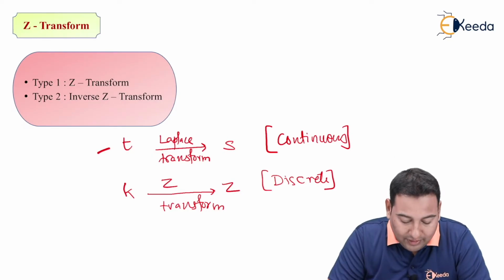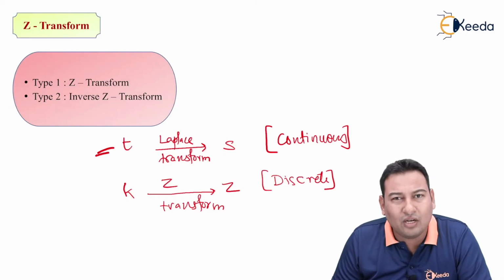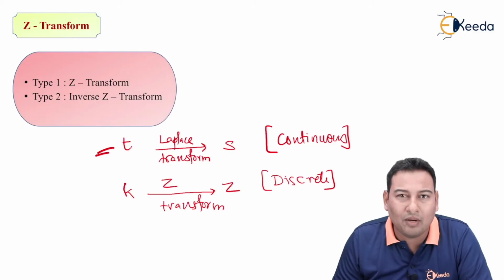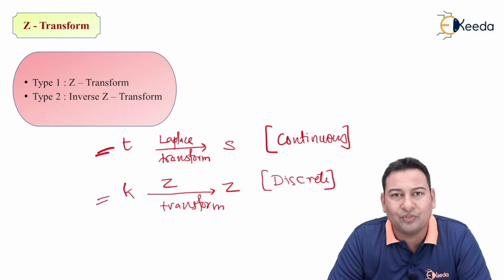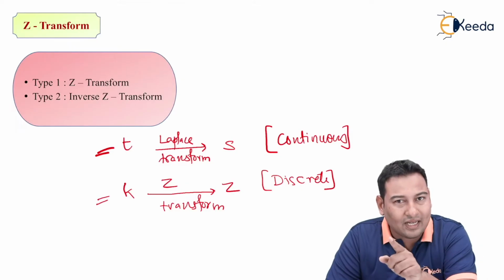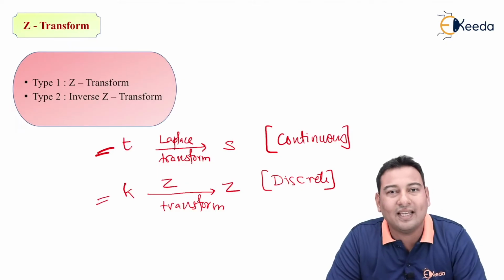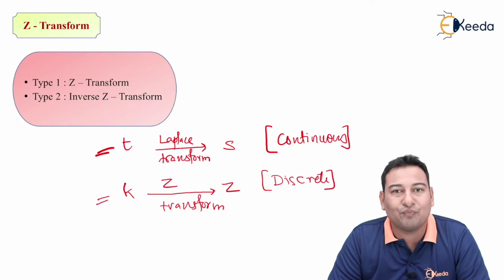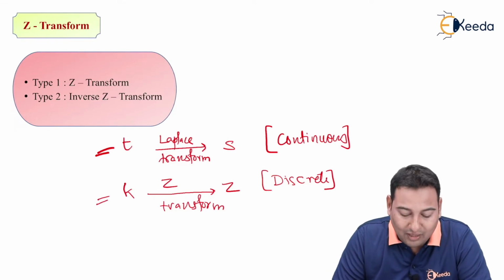So if you have studied Laplace transform, well and good. If it is not studied, no problem. You can directly start with Z transform. So from k to z is Z transform, and z to again k is your inverse Z transform. So let's have a look at the definition of Z transform.